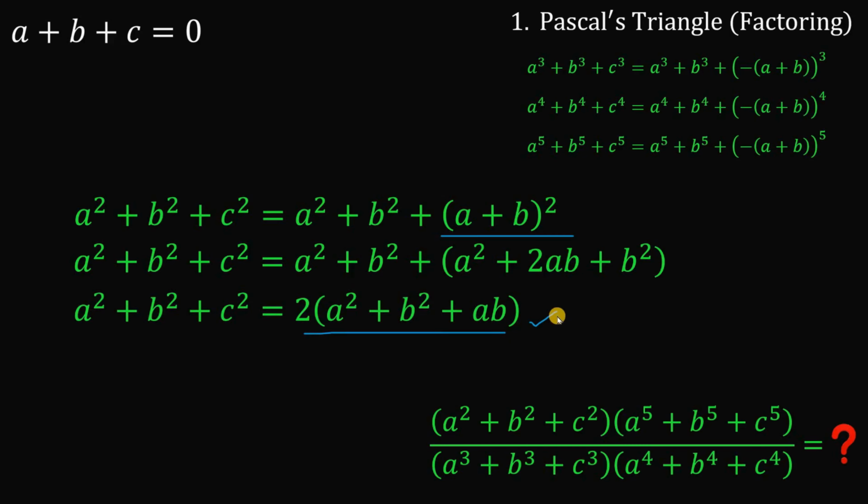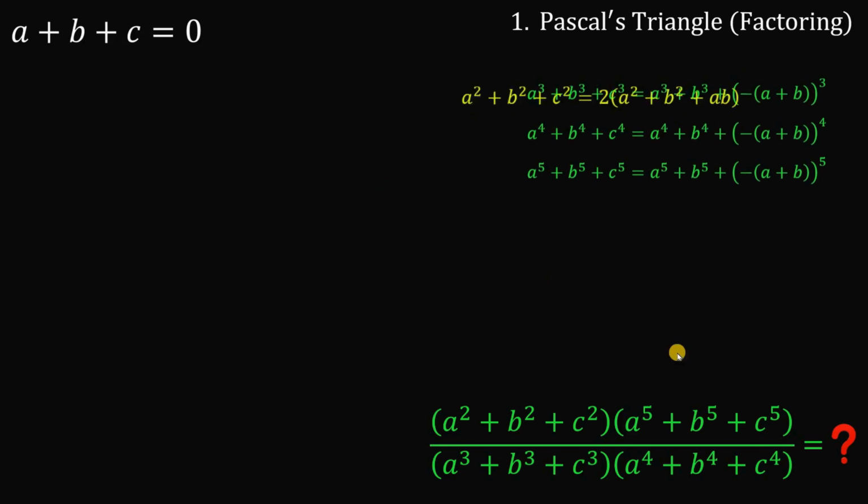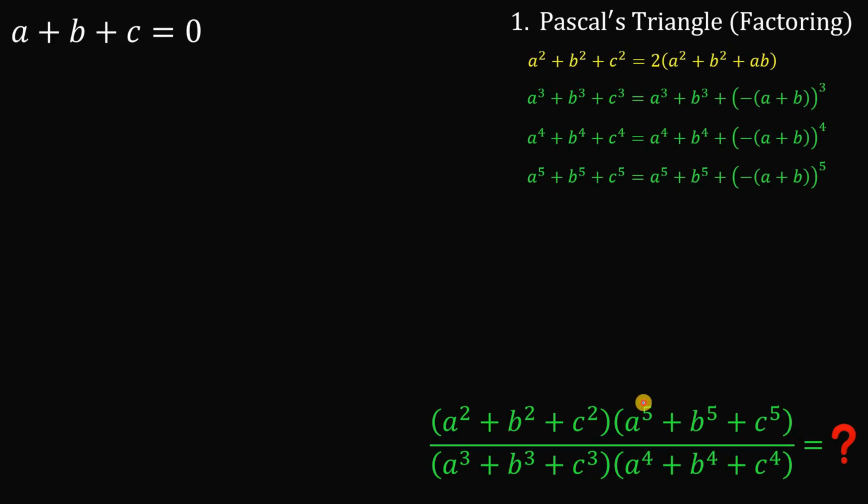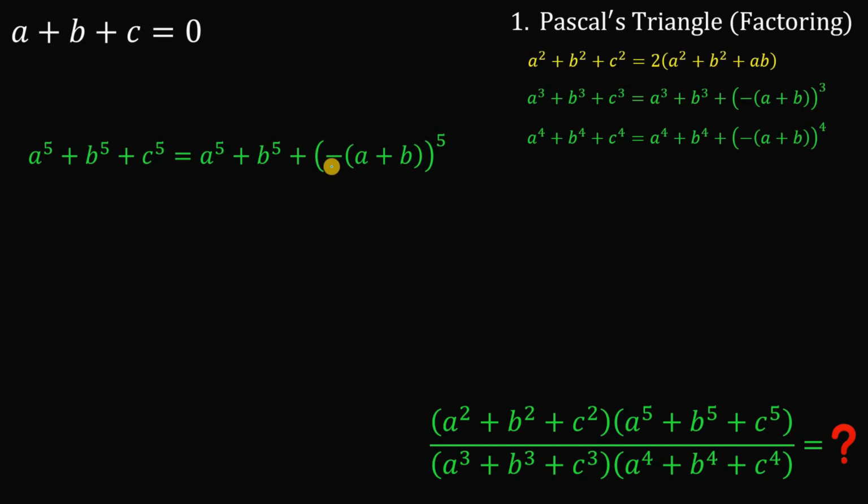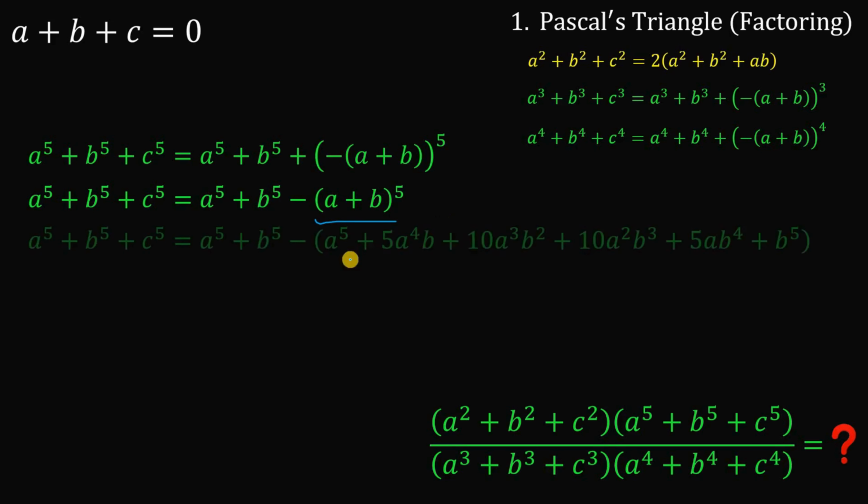Now let's set aside this result. And now let's get the other factor on the numerator, sum of fifths. And we will do the same thing. But now, negative of a plus b raised to the fifth power becomes negative a plus b raised to the fifth power. This is just the same thing. Now expand a plus b raised to the fifth power using Pascal's triangle.